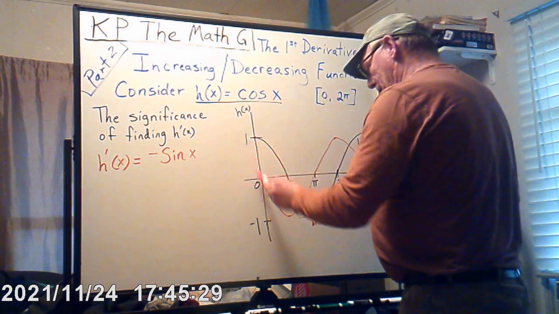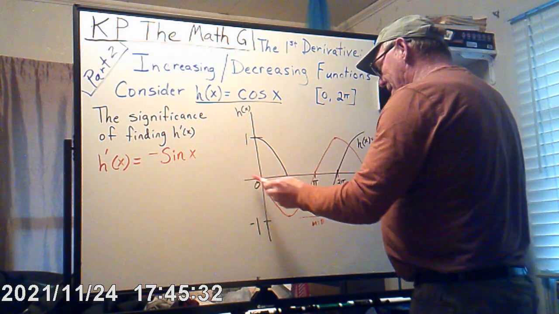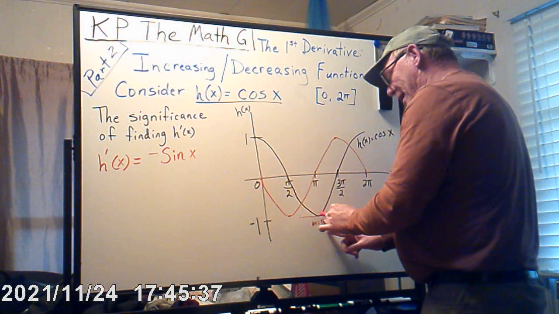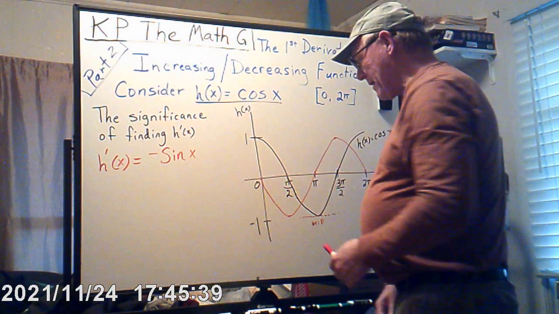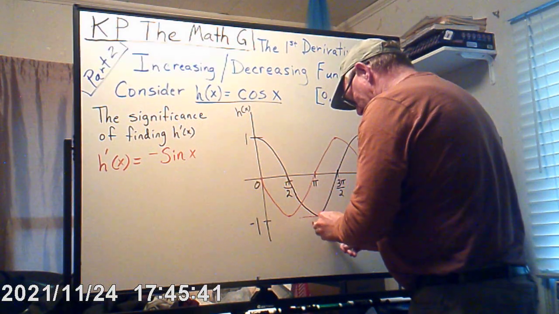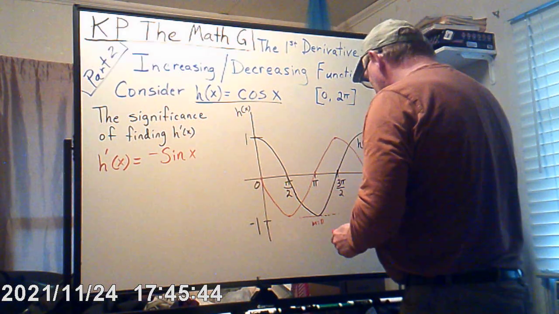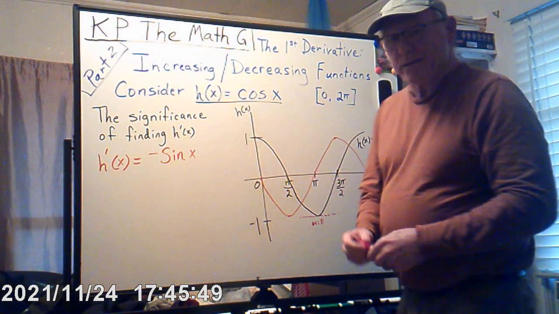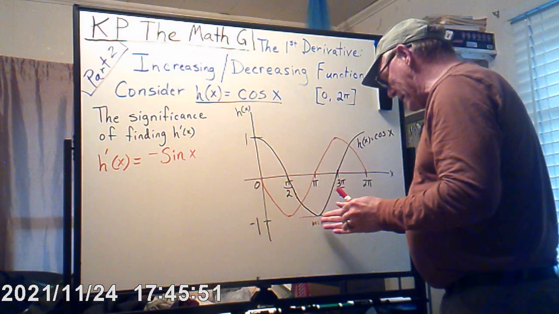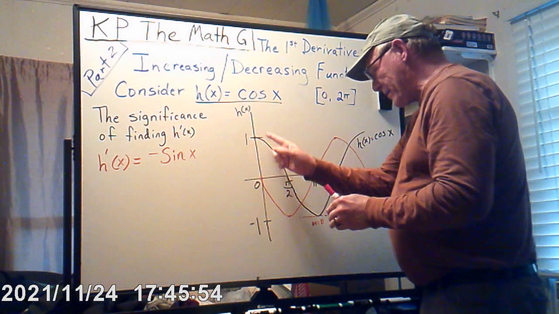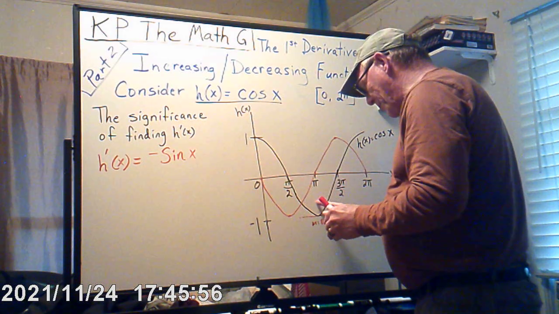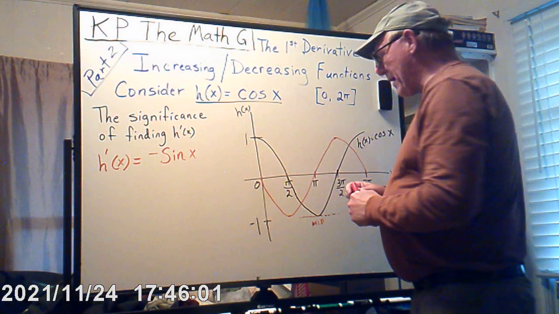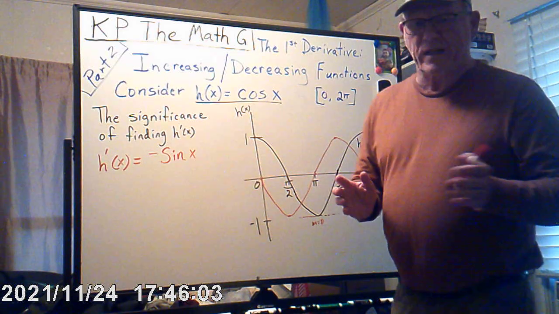If you notice, on the interval from 0 to pi, cosine is going down like that. It is decreasing. And then from pi to 2 pi, it's going up, up, up, just like that. Cosine is decreasing from 0 to pi and increasing from pi to 2 pi. Just by looking at the graph itself, we can see that.